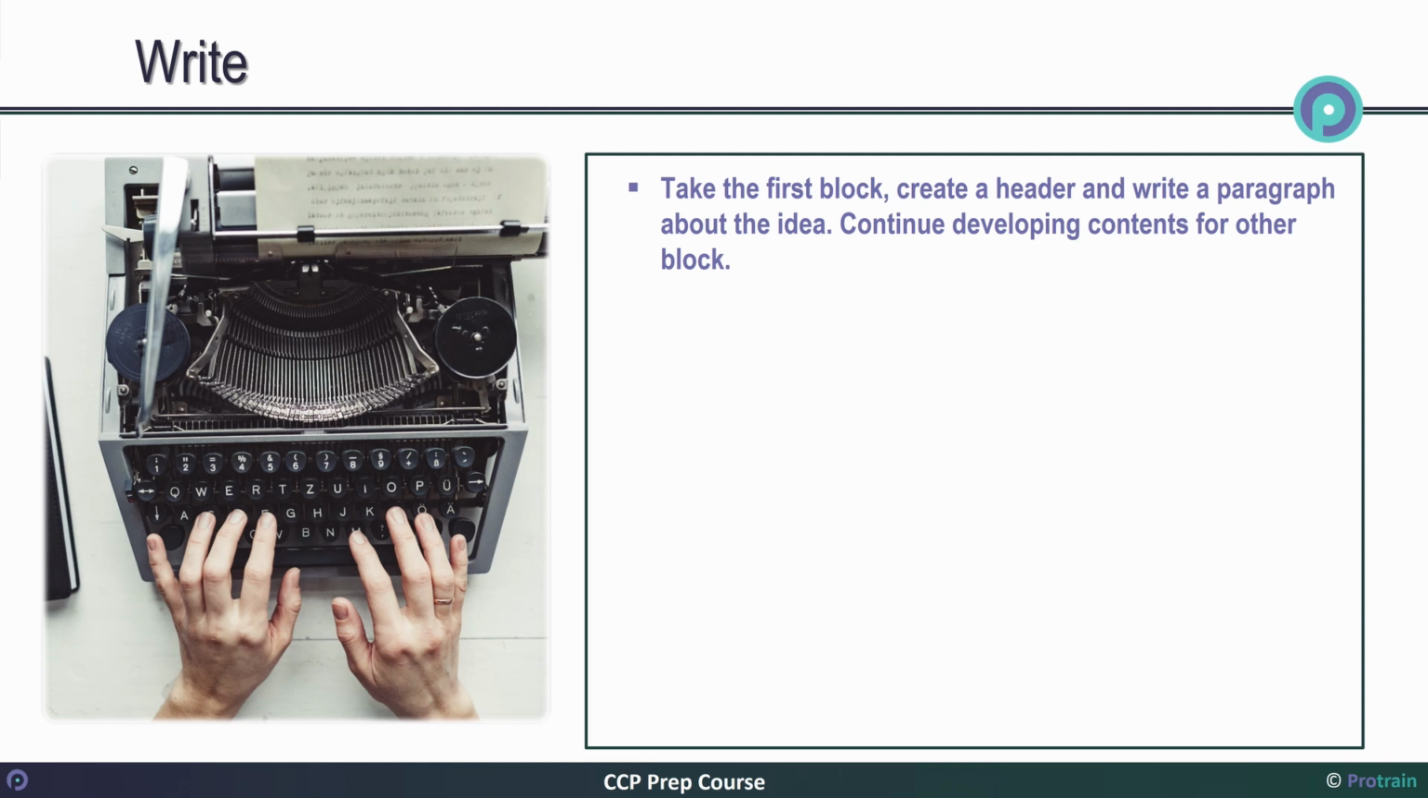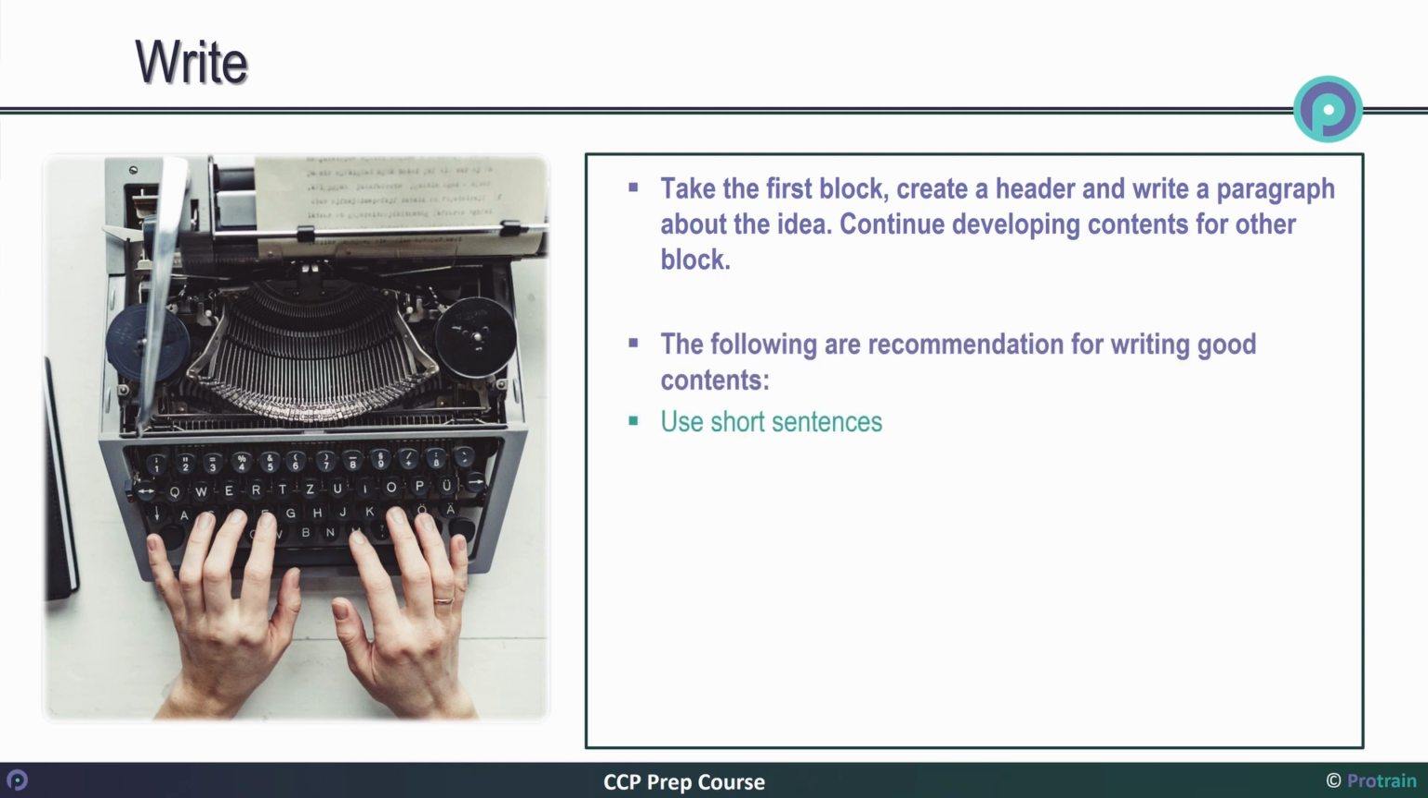Take the first block, create a header, and write a paragraph about the idea. Continue developing contents for other blocks and expand them. Once the blocks have been converted from a set of ideas into a set of paragraphs, read through the paper for clarity. The following are recommendations for writing good contents.